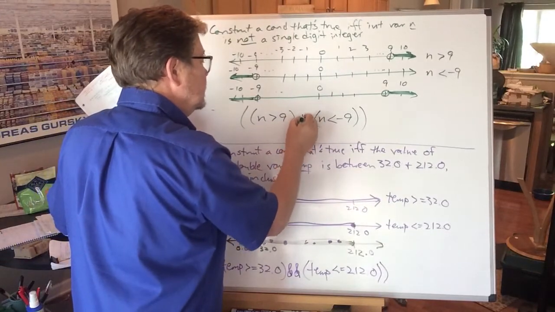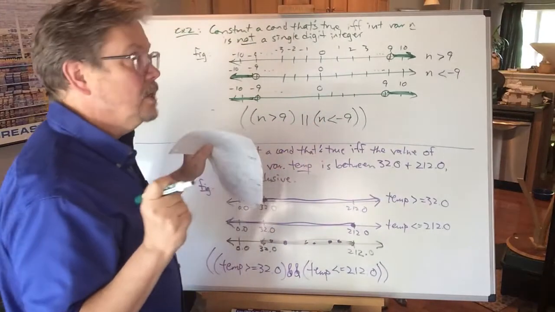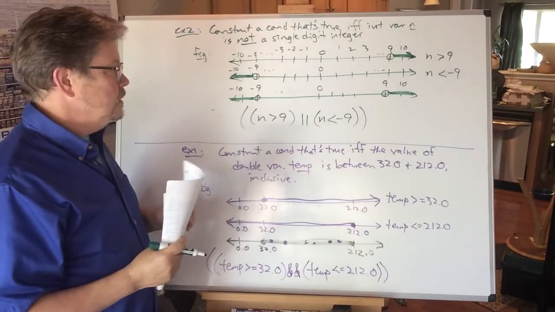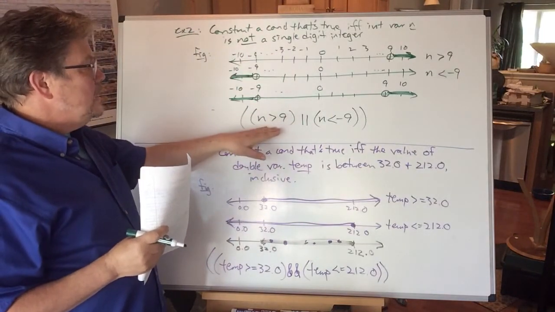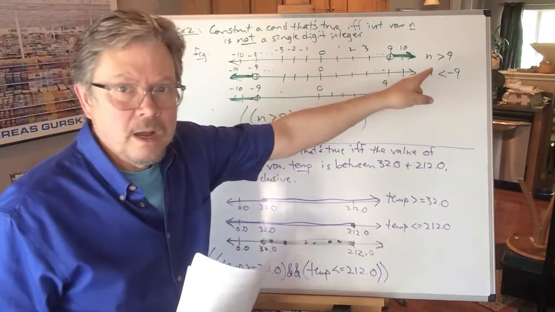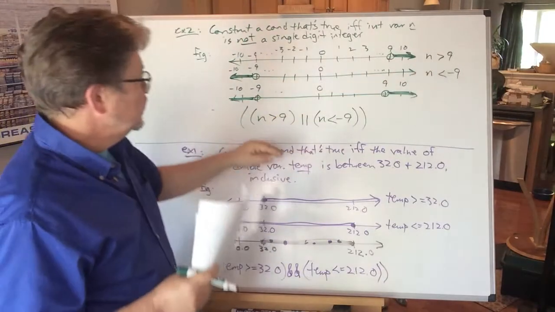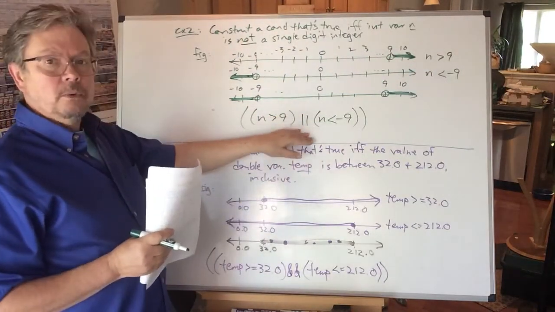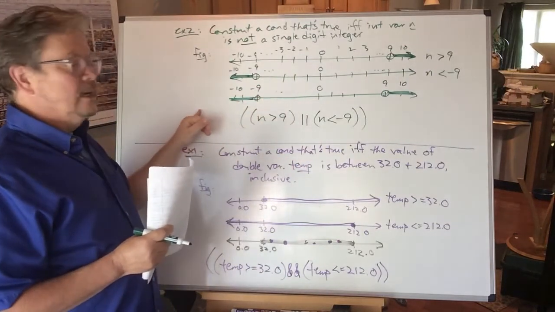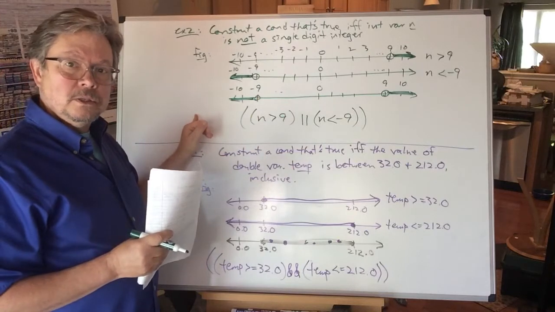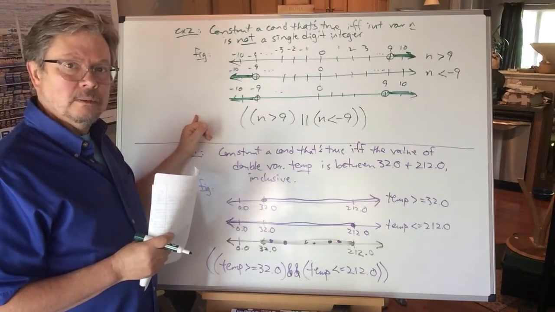Let's think about it. How about we think about it logically, since we're doing logical conditions. Think about this in English. We want this to be true when n is more than 9 as an integer, or there's another way we want it to be true, an alternative, if it's less than -9. You see how it actually makes sense in English?